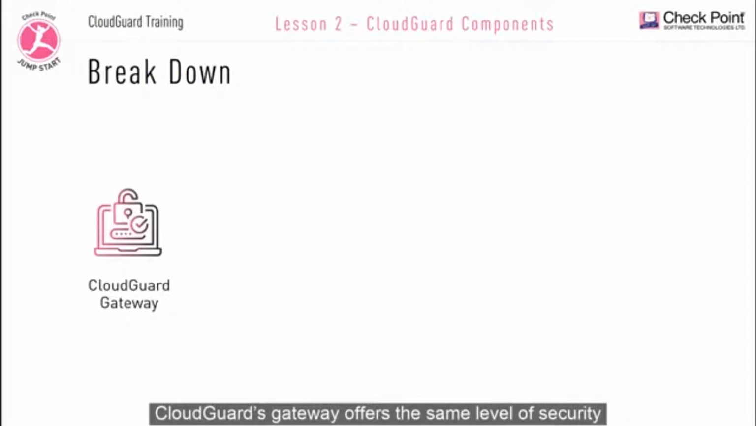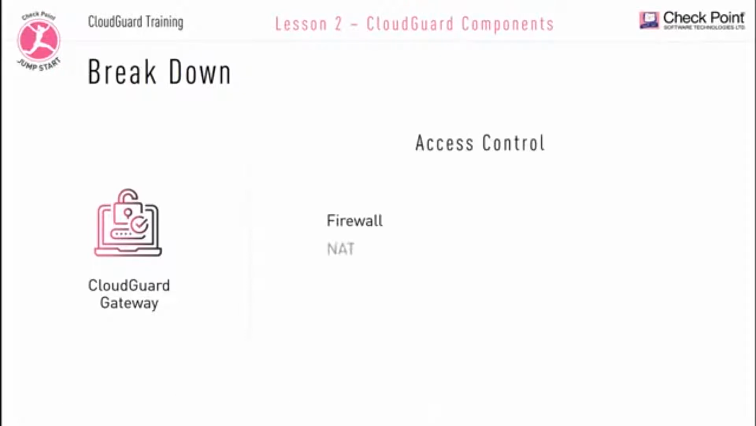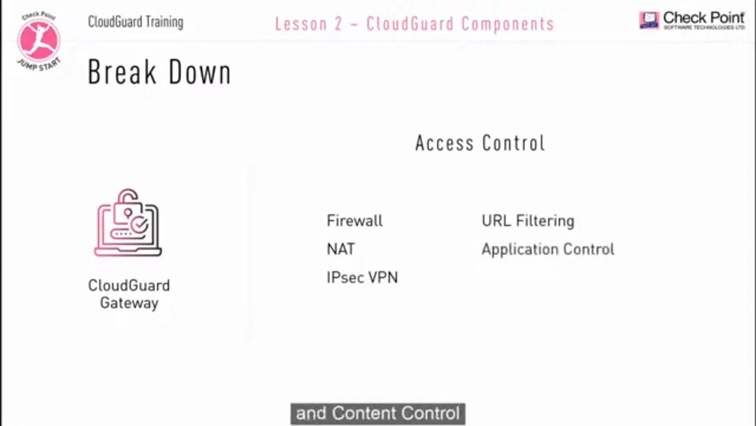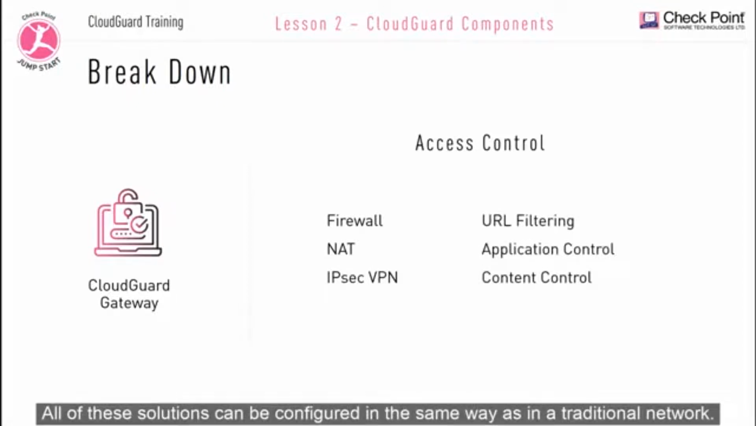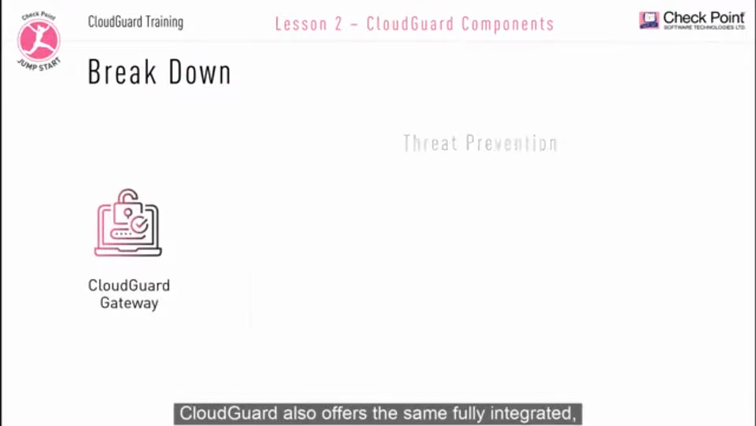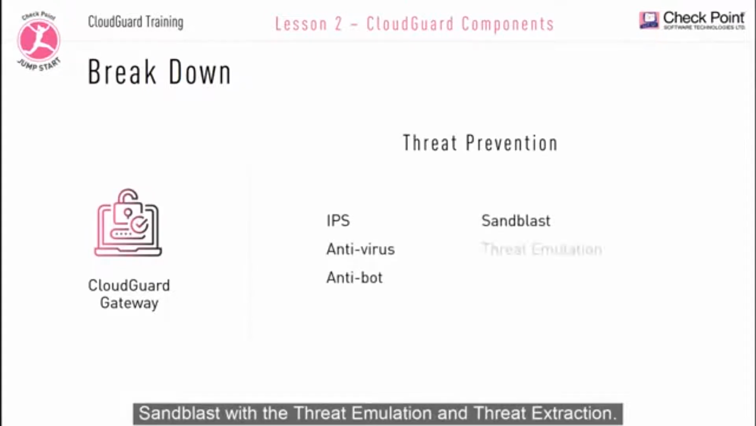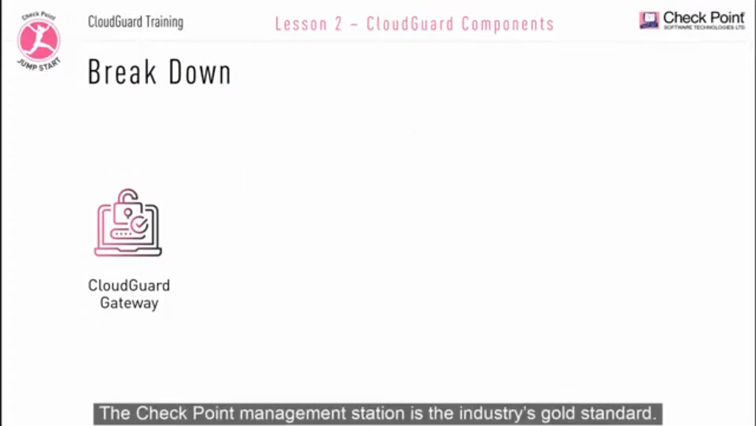CloudGuard Gateway offers the same level of security with all the same access control solutions that you're already familiar with. We offer the firewall, the NAT, IPsec VPN, URL filtering, application control, and content control. All of these solutions can be configured in the same way just as in traditional networks. CloudGuard also offers the same fully integrated advanced threat prevention solutions like IPS, antivirus, anti-bot, SandBlast, which is threat emulation and threat extraction. The Check Point Management Station is the industry's gold standard.